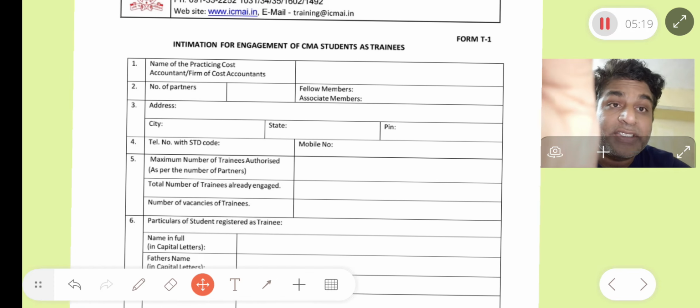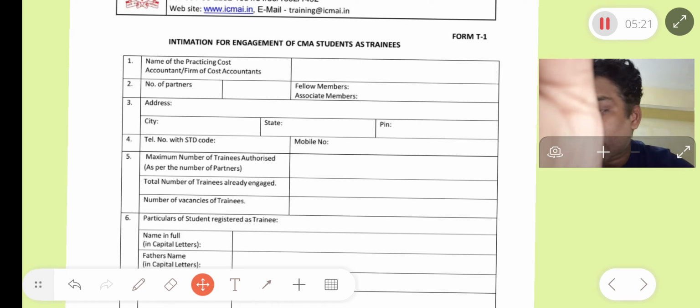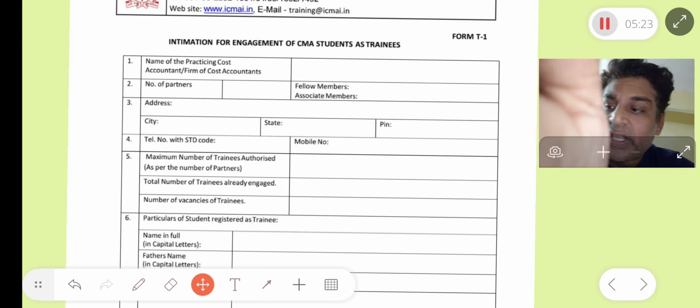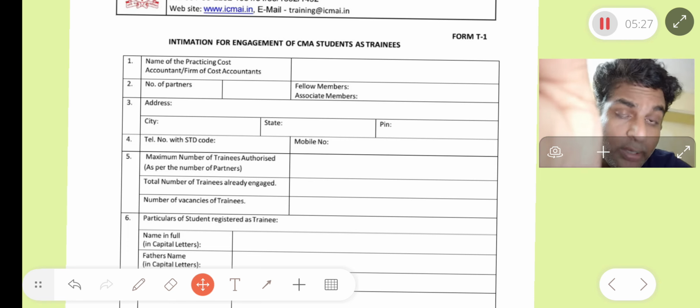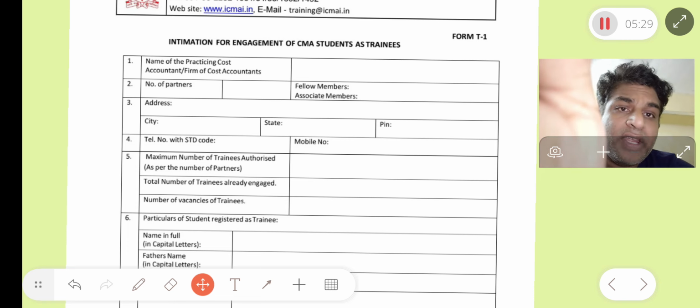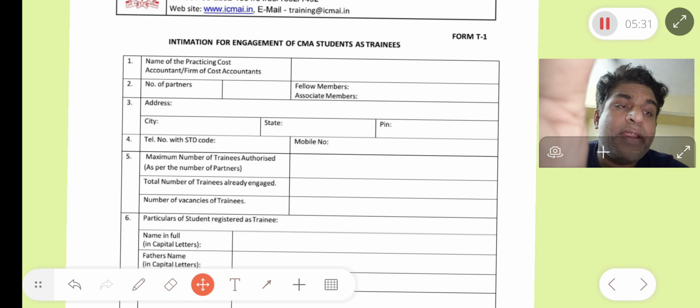I hope you will understand. T-form is engagement. Engagement is an arrangement that you have made to do something on a particular date. I hope you understand. This is Form T1. So mention clearly here. All the best.